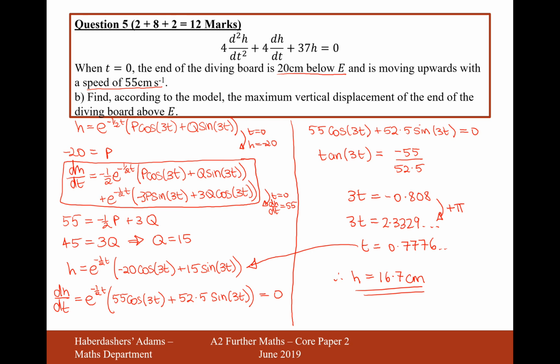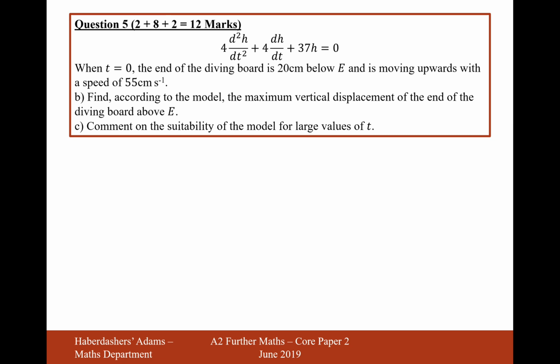Moving on to part C now, just a couple of marks for part C. Comment on the suitability of the model for large values of t. Well, let's write down our model. So this is our model here. So as t tends towards infinity, in particular this function here will oscillate, so that doesn't really affect the overall outcome. That just means it will bounce up and down.